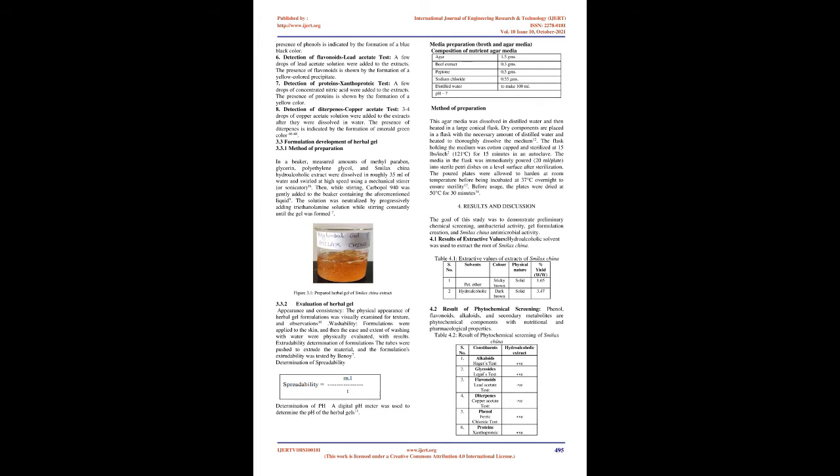3. Detection of glycosides, Legal's test: the extracts were treated with sodium nitroprusside, pyridine and sodium hydroxide. The presence of cardiac glycosides is indicated by a pink to blood red color. 4. Detection of saponins, froth test: the extracts were diluted to 20 ml with distilled water and agitated for 15 minutes in a graduated cylinder. The presence of saponins is indicated by the formation of a 1 cm layer of foam.